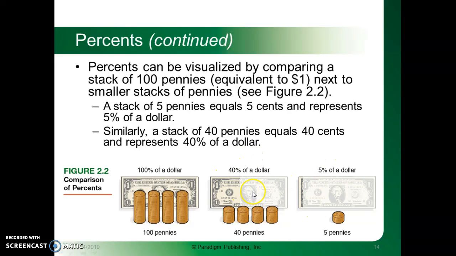And the next one, you see 40 pennies stacked in front of the dollar bill. And you see that only 40% of the dollar is visible. So that's 40% of the dollar. As well as the 100 pennies stacked, you'll see the full dollar amount because it's 100% of that dollar.